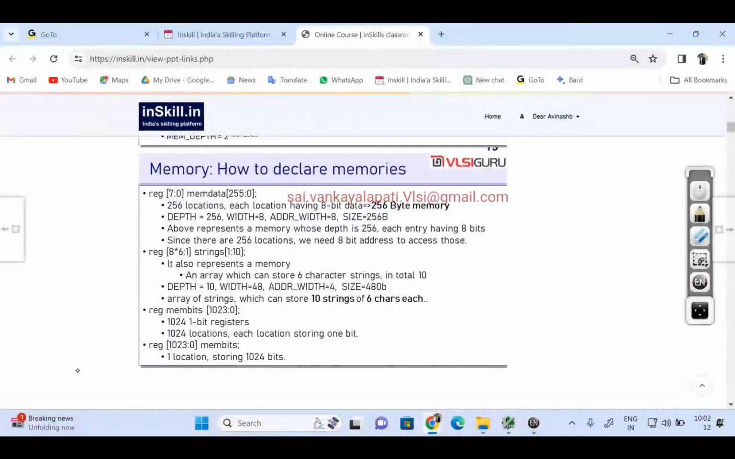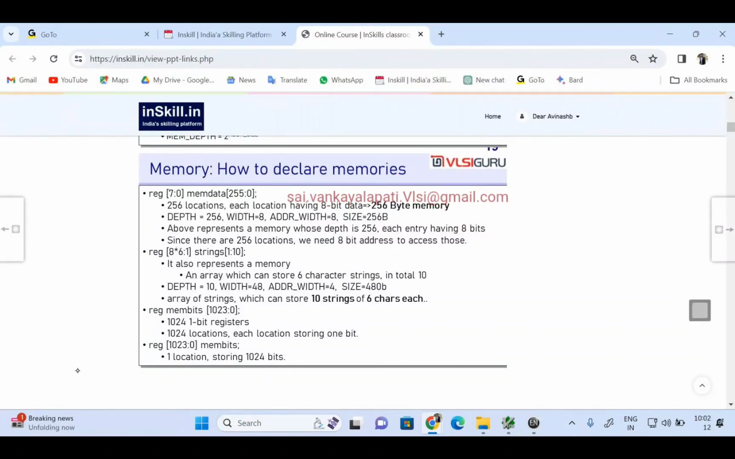So here there are 256 locations. Each location will have how many bits? 8 bits. 8 bits means 1 byte. So that is 256 locations, each having 8-bit data. So what can I call it? A 256-byte memory. What is the depth here?